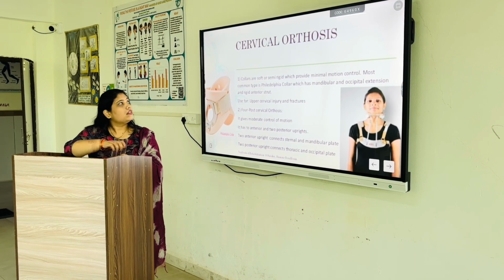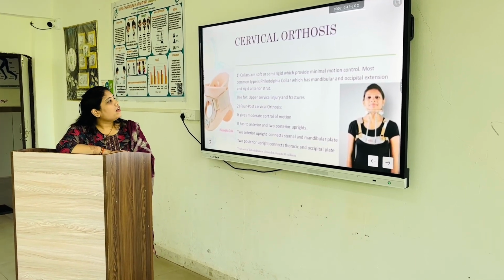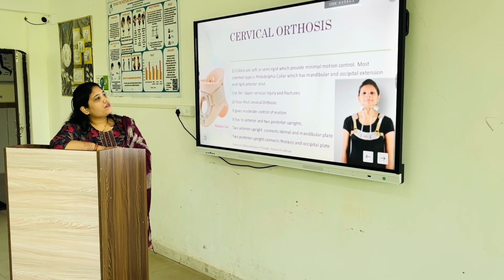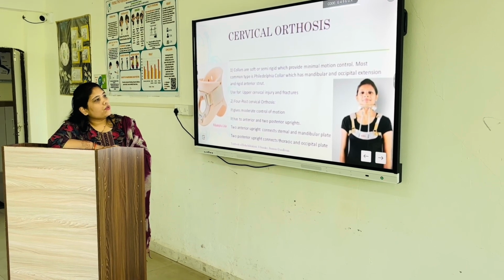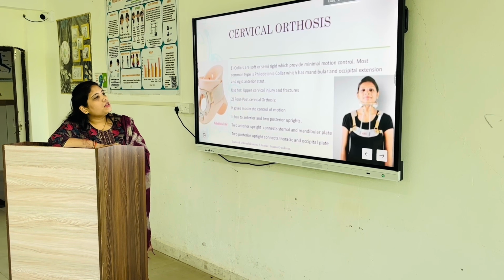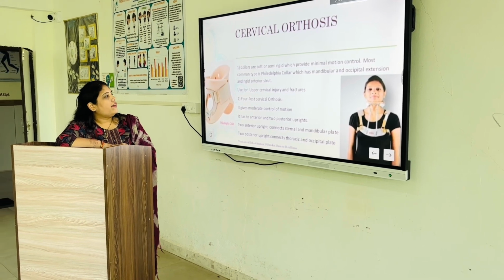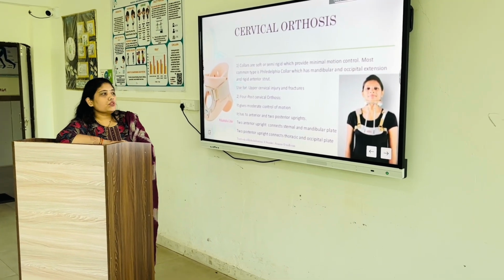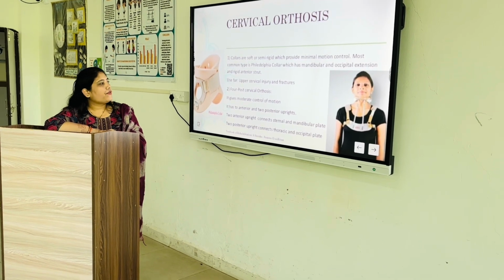Second one is cervical orthosis. Collars are soft or semi-rigid which provide minimal motion control. Most common type is the Philadelphia collar which has mandibular and occipital extension and rigid anterior struts. Used for upper cervical injury and fracture.